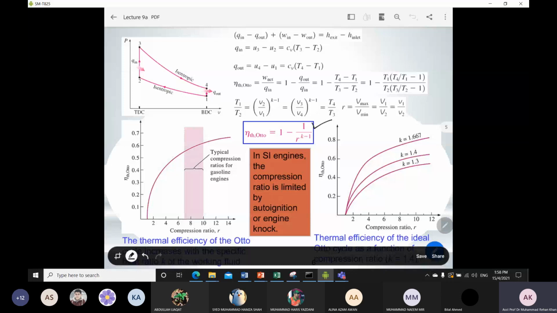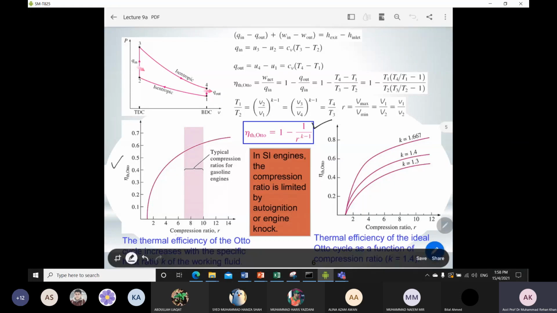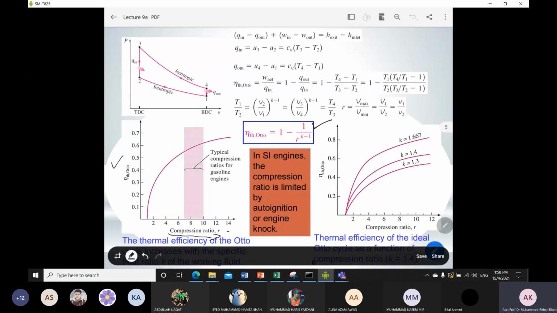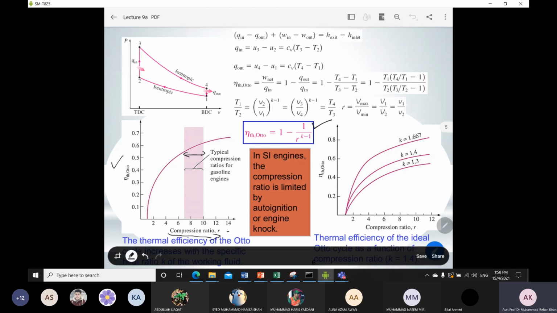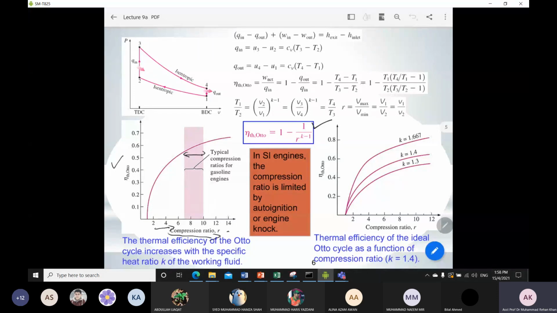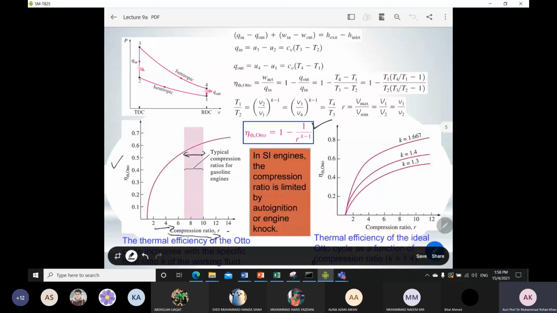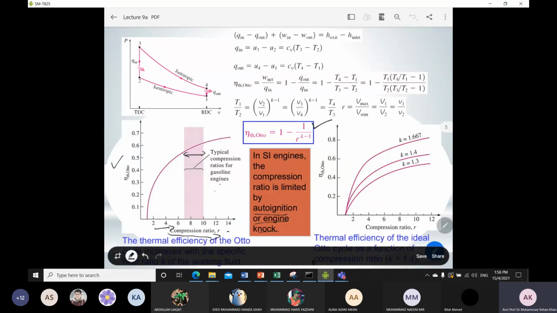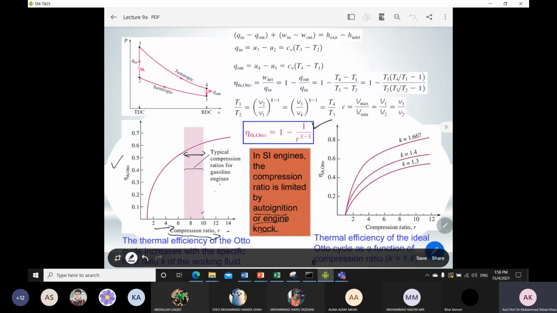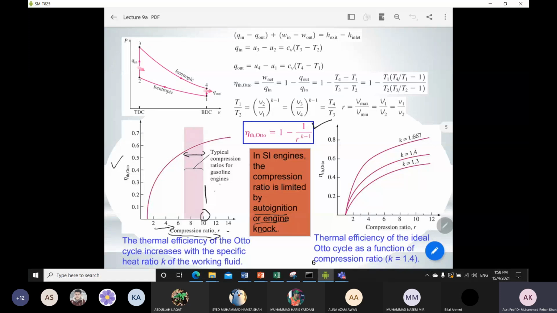If you notice the graph over there, it shows the efficiency of the Otto cycle against the compression ratio. Whenever we increase the compression ratio, the efficiency is going to increase. However, there are some ranges; for example, from 7 to 10 there is a smaller increase in the efficiency of the Otto cycle compared to the previous increase in the compression ratio. This is because of auto-ignition, or engine knock. This point, number 10, is the limit for your engine knocking.